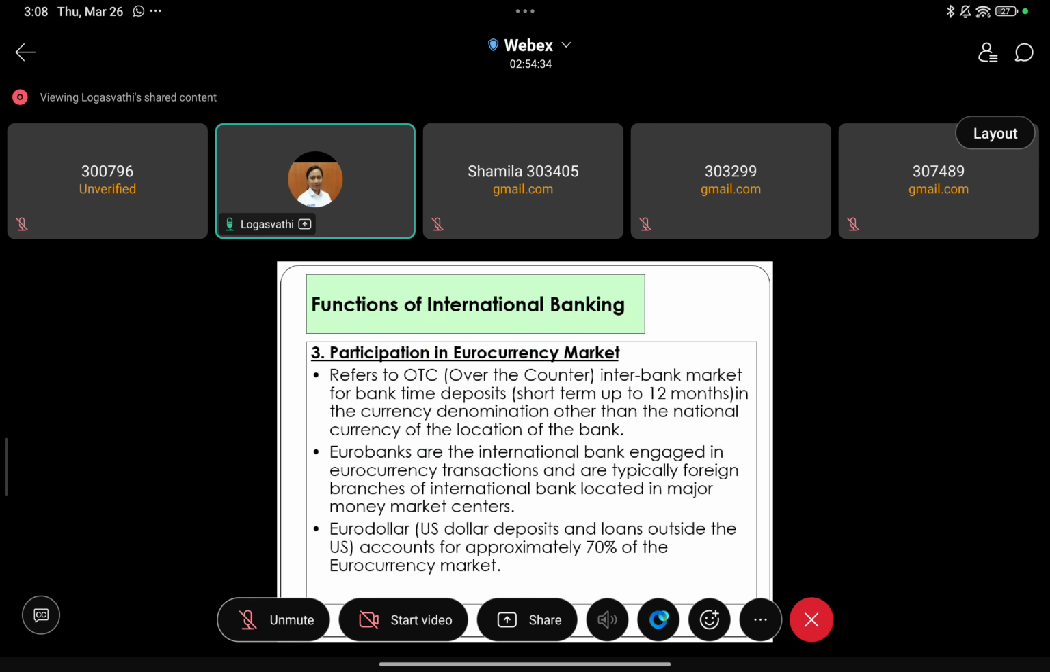The third one is participation in the euro currency market. International banks are also involved with the euro currency market, such as US dollar deposits in Japan, euro rupee deposits in Malaysia, and euro yen in Malaysia. Last time, euro currency served international customers only, but now, due to high demand, euro currency also serves local customers and international customers as well.